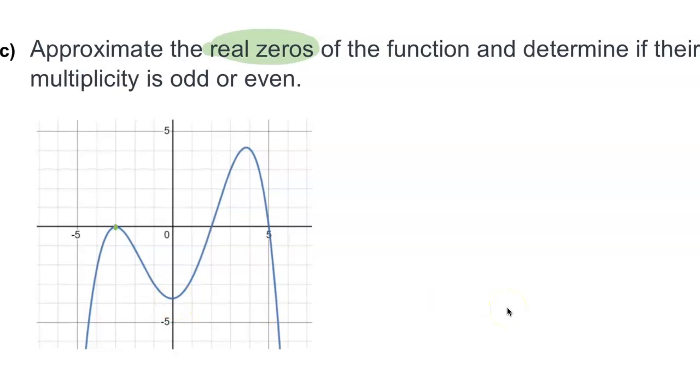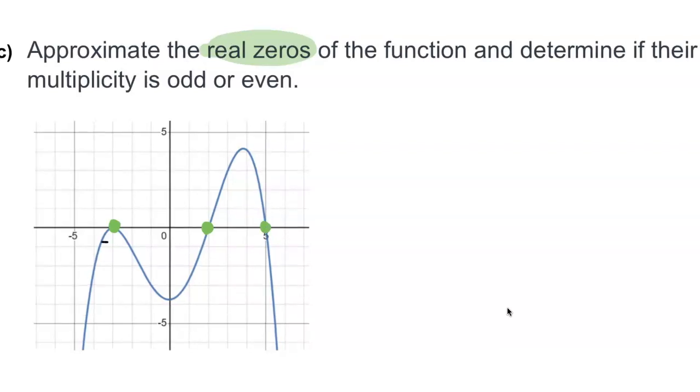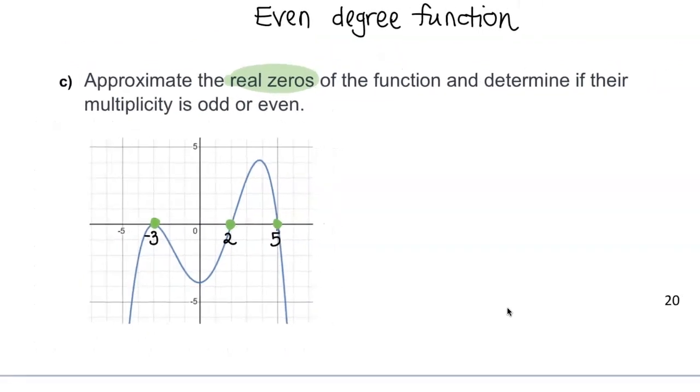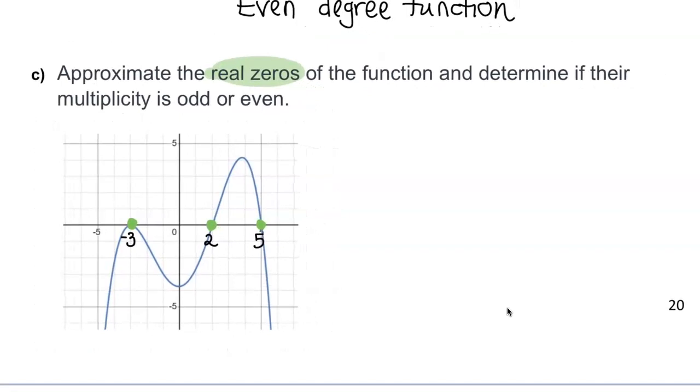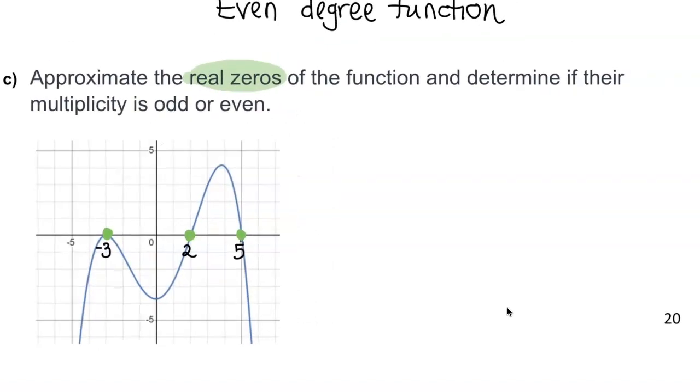Okay, so plot any x-intercepts that we have here. We have an x-intercept right here. Is there any other x-intercept? We have another x-intercept here at 2. And then the last x-intercept is at 5. So we have 3 x-intercepts. One at -3, 1, 2, 3, yep. And one at +2, and one at 5. These are the places where the graph touches or crosses the x-axis, okay? Now, approximate the real zeros of the function. I'll say the first one is x equals -3.